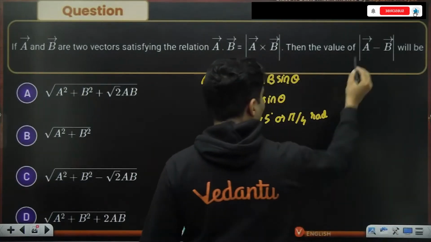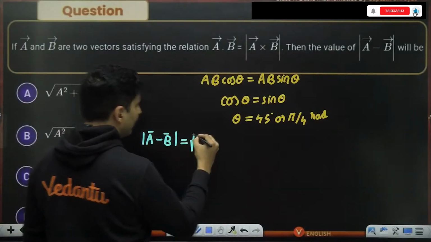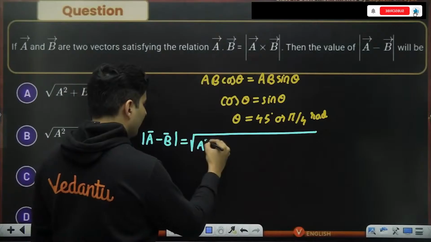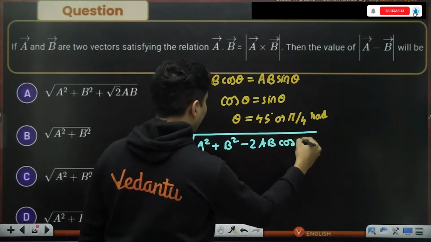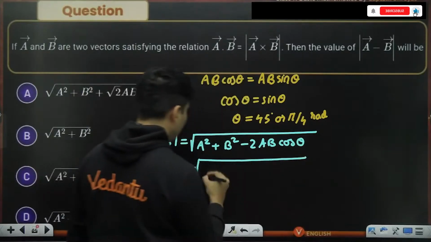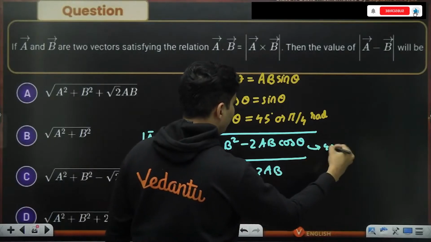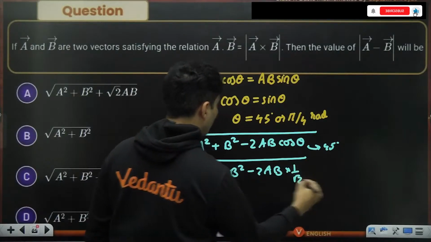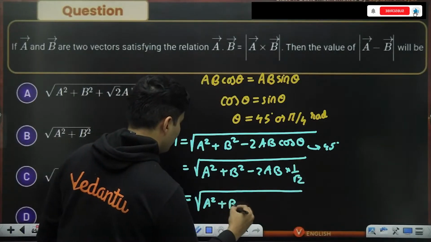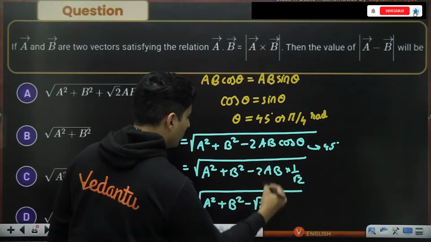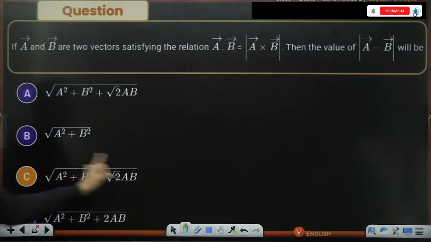Perfect. Now we have to find the magnitude of A bar minus B bar. This is vector subtraction: first vector square plus second vector square minus 2AB cos of the angle between them. So this is A square plus B square minus 2AB cos 45, and cos 45 is 1 by root 2. So this is the root of A square plus B square, and 2 and root 2 will cancel, giving root of A square plus B square minus root 2 AB, which is option number C, of course.